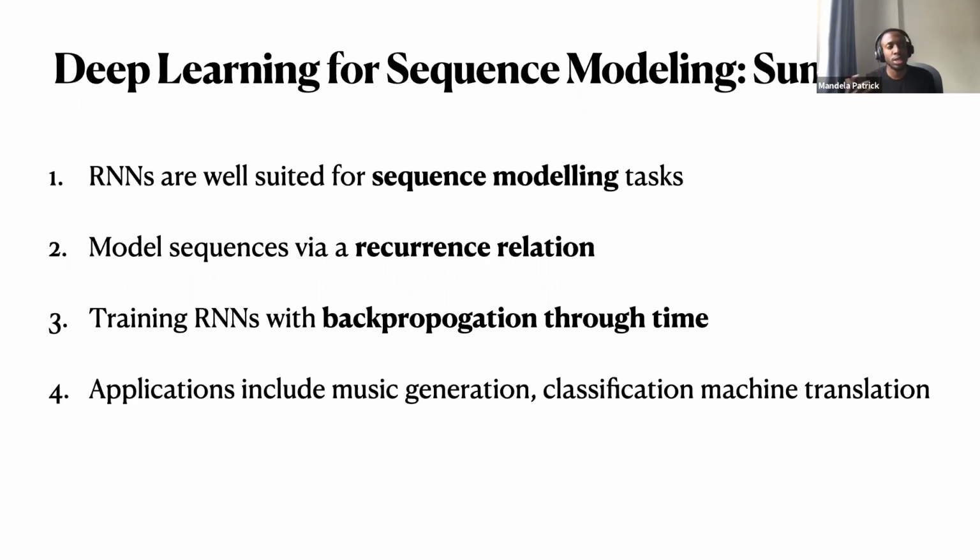We train recurrent neural networks similarly to a vanilla standard neural network with backpropagation, but we need to backpropagate through time to factor in the fact that we have errors at each step of the sequence. And these can be used for a variety of applications, particularly music generation, classification, and machine translation tasks. So that is it for the lecture. If anyone has questions, please post in the chat and I will go over any particular part that is confusing.